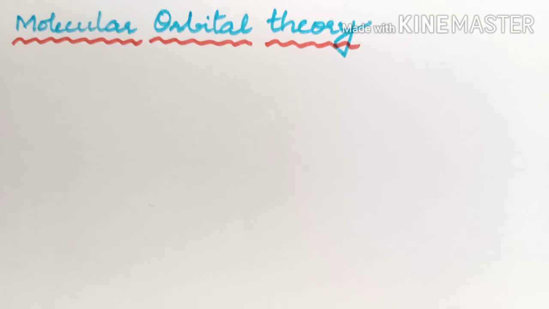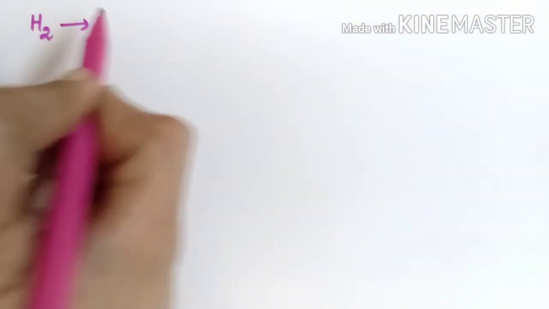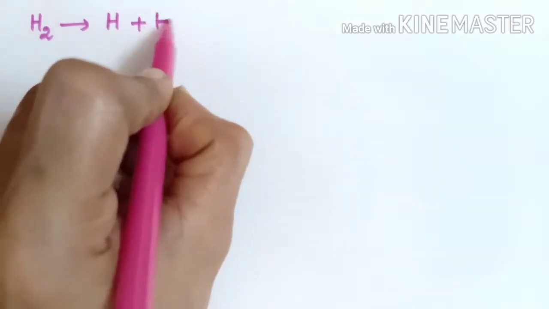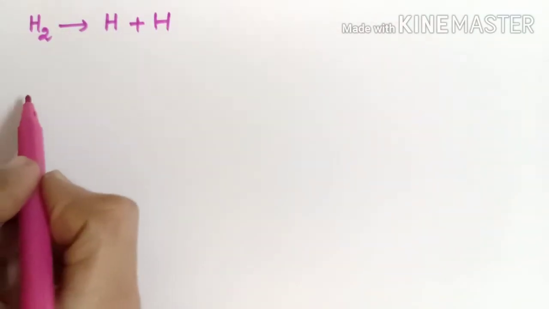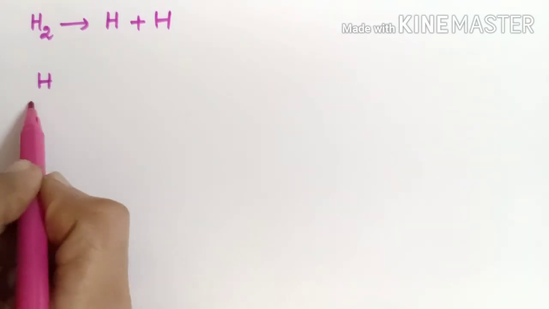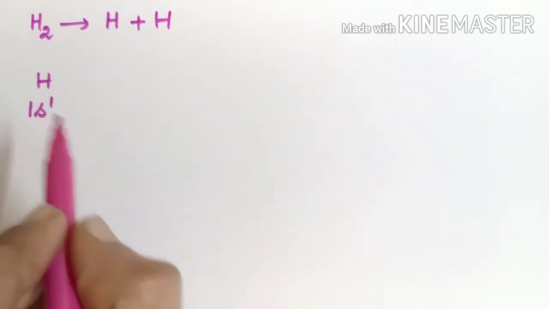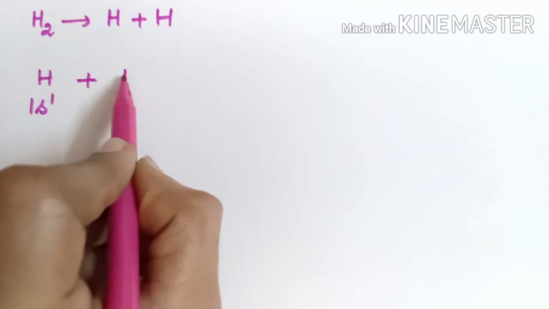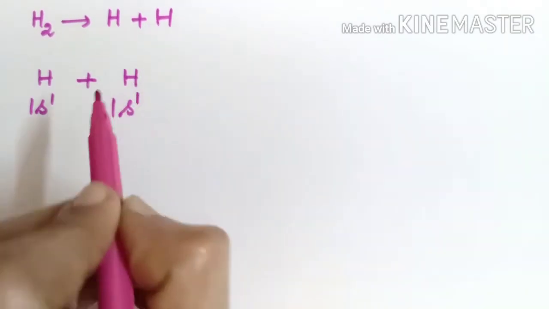Hello students, in this video we will be learning about what is molecular orbital theory. Now we shall start explaining the formation of each and every molecule. First one, hydrogen. Hydrogen is formed by the combination of two hydrogen atoms, that is, one hydrogen atom is having 1s1 configuration. The next hydrogen is also having 1s1 configuration.